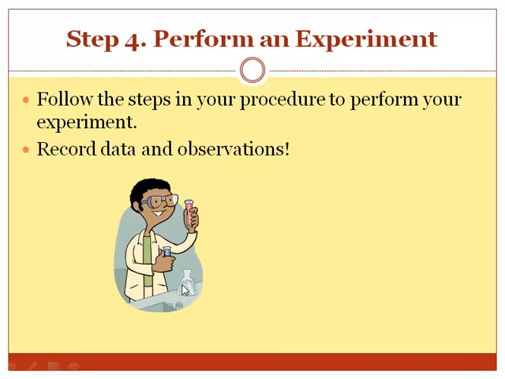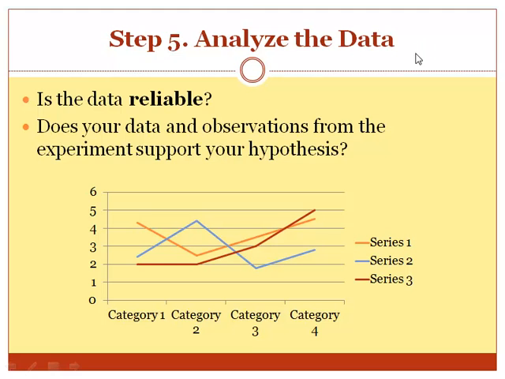Step 4. So now you should be in the 4th box along your flow chart at the bottom of your paper. In this step, you just follow the steps in your procedure and perform your experiment, and don't forget to collect your data and your observations. Lots of times I see my students go back to their lab stations and they leave their lab papers on their desk. Now that doesn't make any sense, since you should be recording your data and your observations while you're performing your experiment.